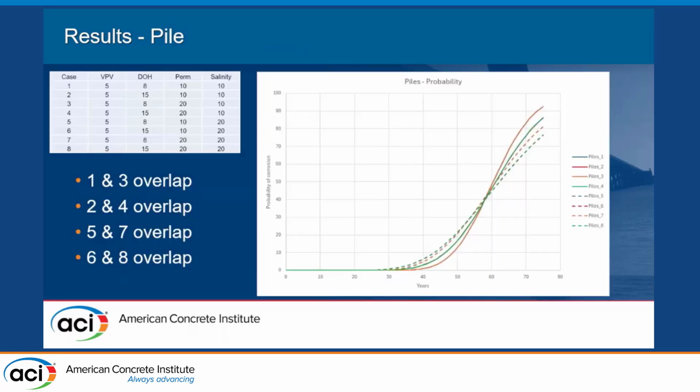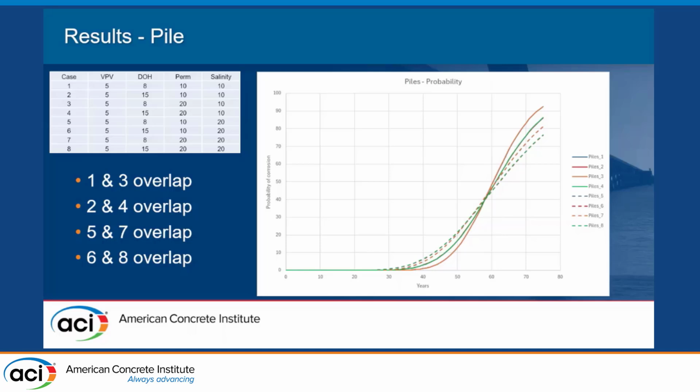So now going to the results, what's interesting for the piles. You see, this is the probability of corrosion initiation. This is the number of years and how the probability increases based on the different possible conditions that we have that are all determined. The differences are the variability that was attributed to the different transport properties, the diffusion and permeability, and also the salinity.